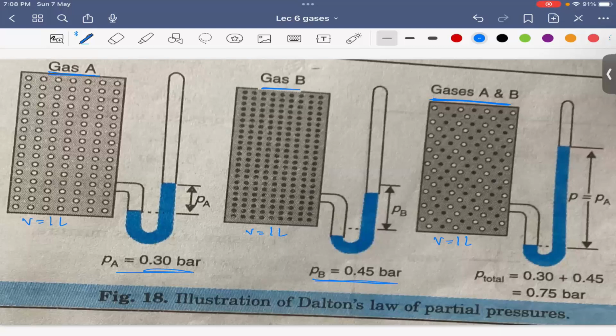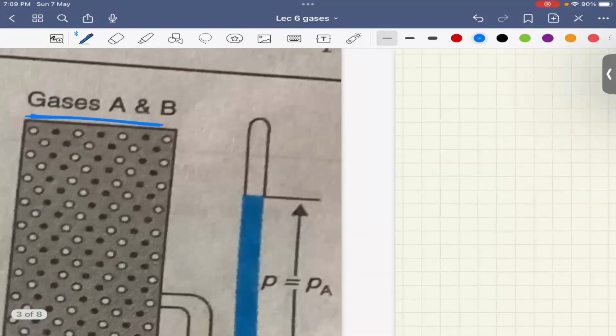Now, if we put both the gases A and B in the third vessel at the same temperature, then the total pressure is nothing but PA plus PB, which is 0.30 plus 0.45, which is 0.75 bar. So let us move on to the next topic.